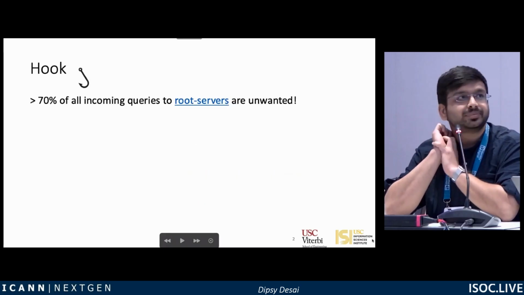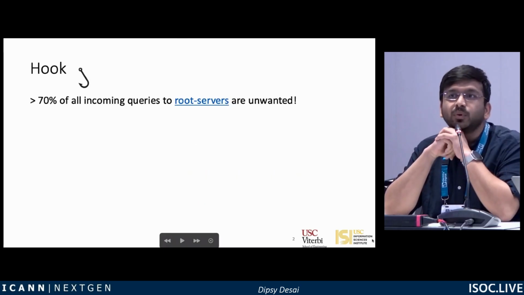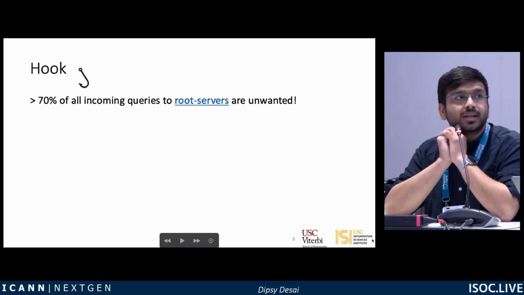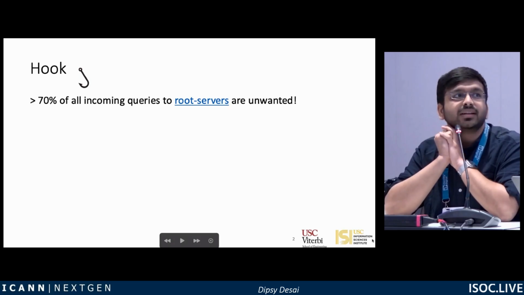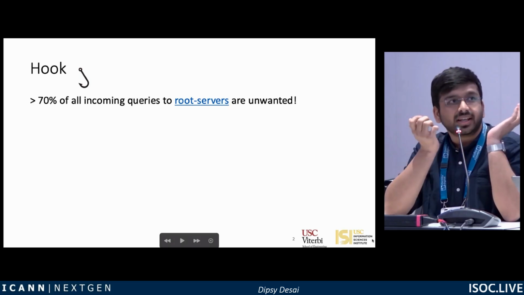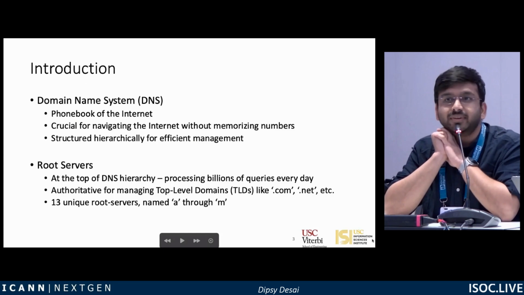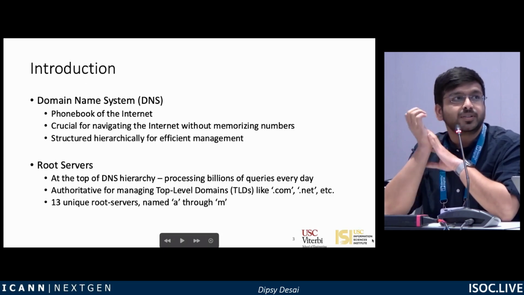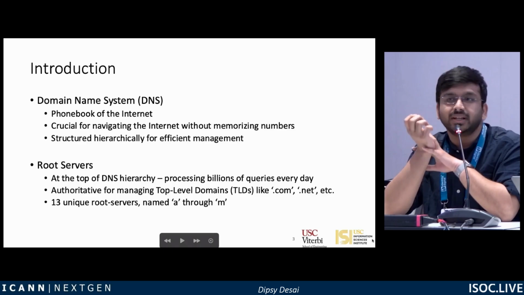What if I told you that more than 70% of all incoming queries to root servers are unwanted even today? I see some eyebrows raising, which is not surprising, and this actually drives the need for our research. Just to make sure everyone is familiar, DNS is the phone book of the internet, which is responsible for translating human-readable domain names to IPv4 and IPv6 addresses. This also helps humans to navigate the internet without having the need to memorize those numbers.